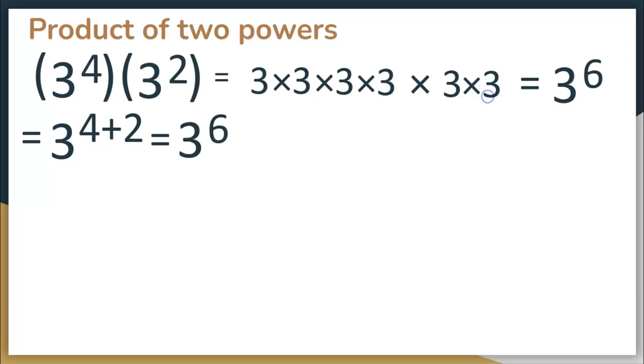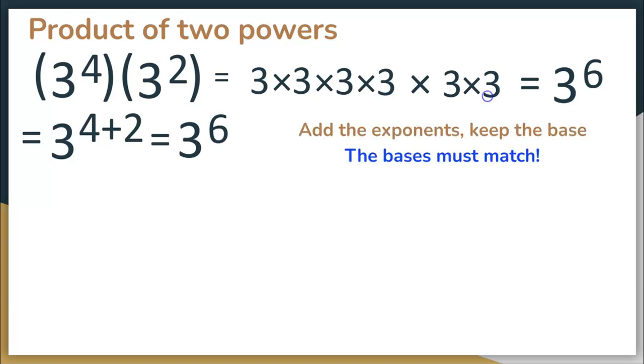And so 3 to the 4 times 3 to the 2 is going to be 3 to the 6. You add those, 4 plus 2. Add the exponents, and you keep that same base. The bases have to match. That is the product of two powers. We're multiplying two powers together.